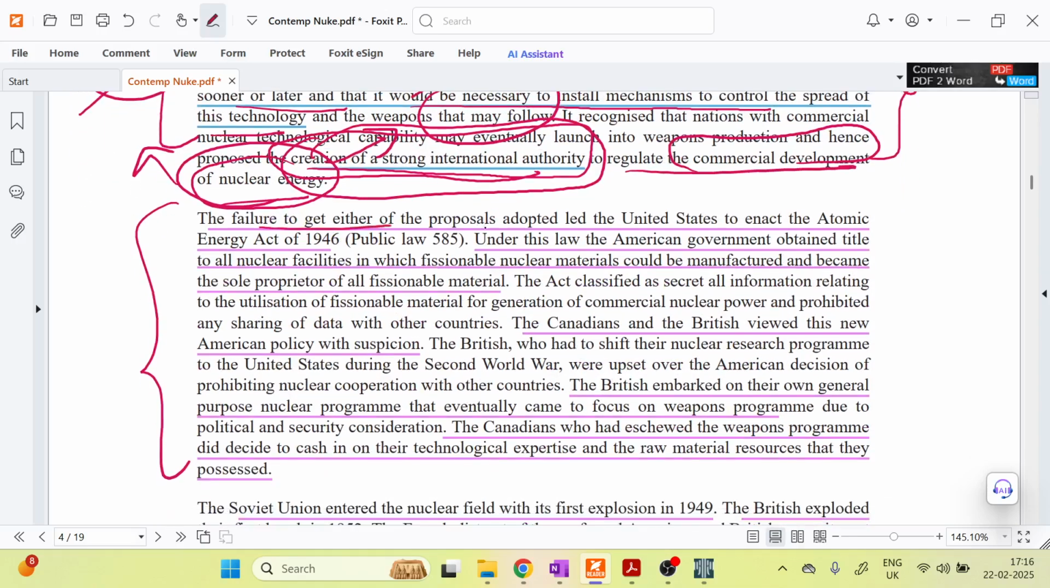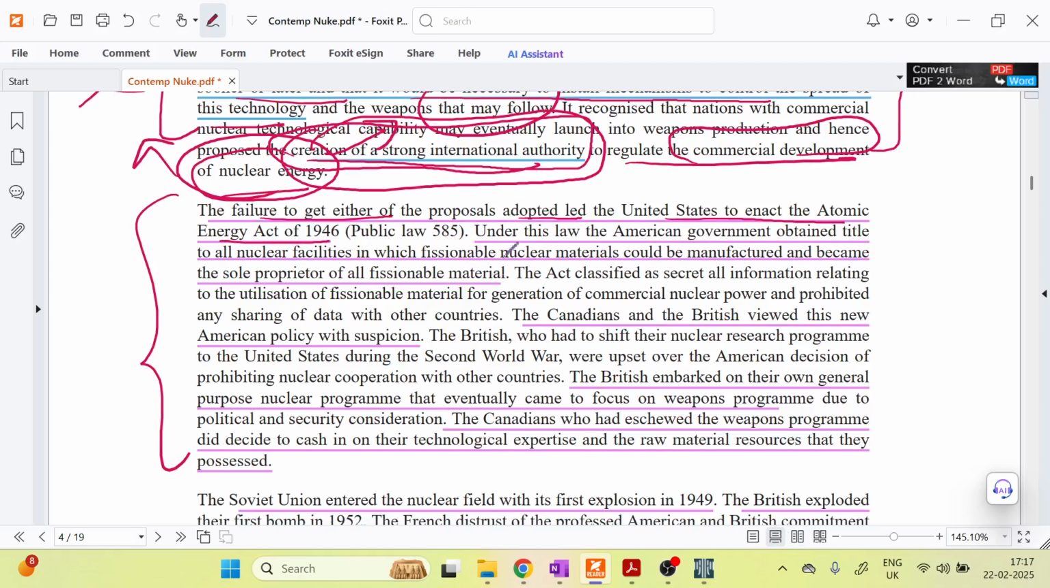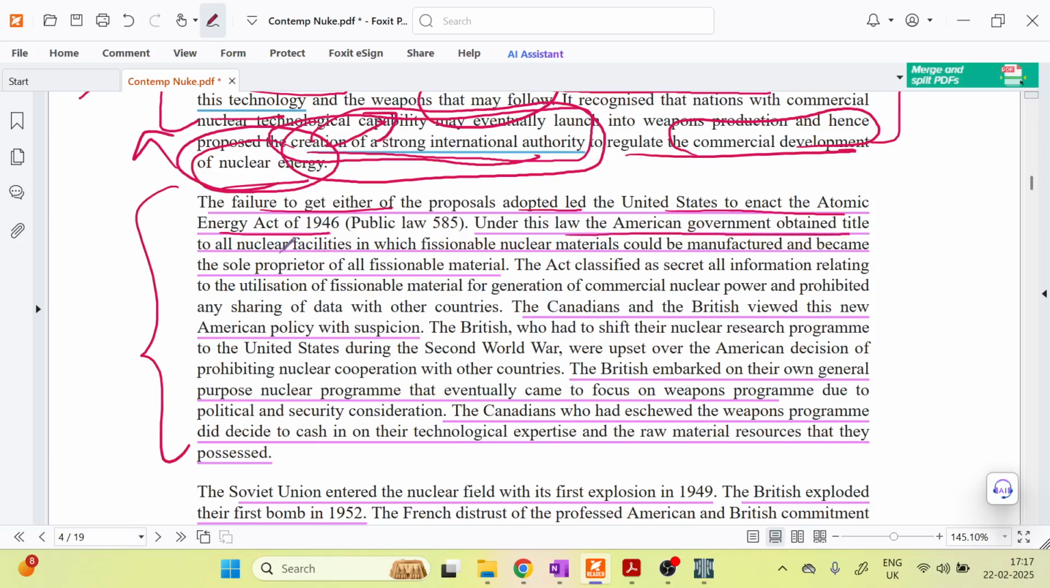Then the failure to get either of the proposals adopted led the United States to enact the Atomic Energy Act of 1946. Under this law, the American government obtained title to all nuclear facilities in which fissionable nuclear material could be manufactured, and became the sole proprietor of all fissionable material. So the meaning of this passage is that when none of these reports were accepted, the US needed to do something because it had seen the devastation caused by a nuclear bomb. So by the passage of this act, it acquired all sides of this fissionable material.